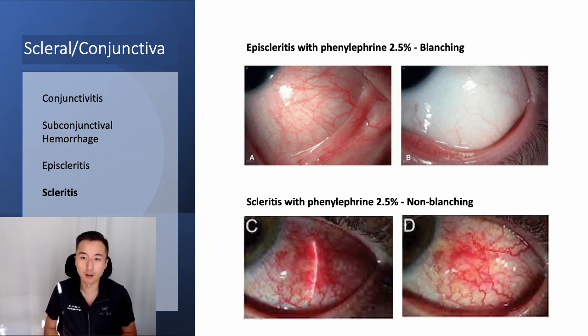And then again, because these vessels are deeper in scleritis, if you take that Q-tip and use it to move the conjunctiva, the vessels won't move because they're actually adhered to the sclera, which you can't move with the Q-tip. So that's everything for the sclera and conjunctiva, which really encompasses a large majority of the presentations you'll see.